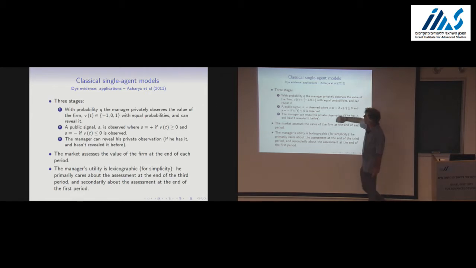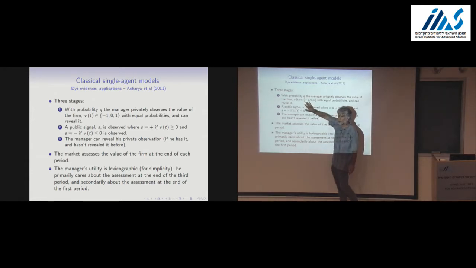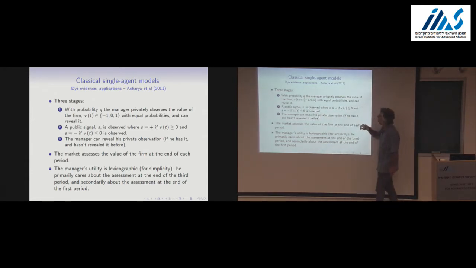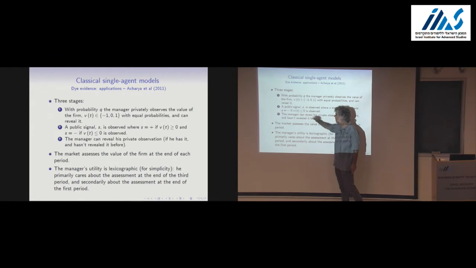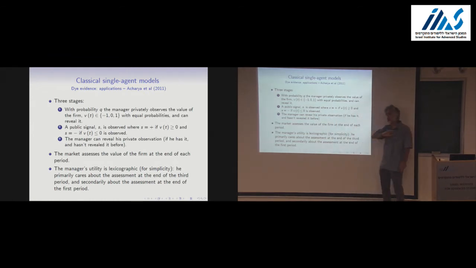In the first stage, with probability Q, a manager privately observes the value of the firm. Now the value of the firm is going to be 3 possible numbers, -1, 0, or 1. Okay? And let's assume that the prior over those values is equal. And if he observes it, he can decide to reveal it or not. After he decides whether or not to reveal it, a public signal is going to be observed. The manager has no control over the public signal.